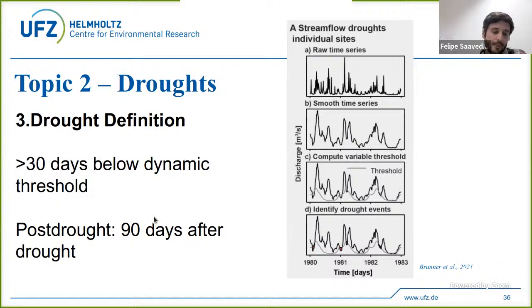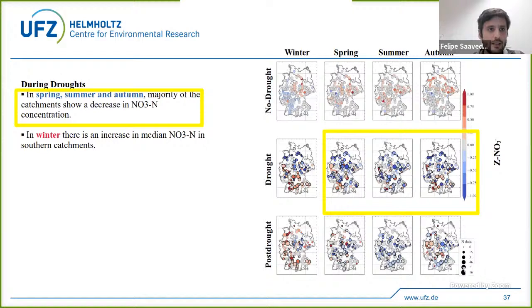And then we took 90 days after the drought as a period of the post-drought to explore if we see this flash of nitrate. This can be arbitrary. I tried different ones, and the criteria is more based on data availability. So these are the results during droughts in spring, summer, and autumn. The majority of the catchments show a decrease in nitrate concentration.